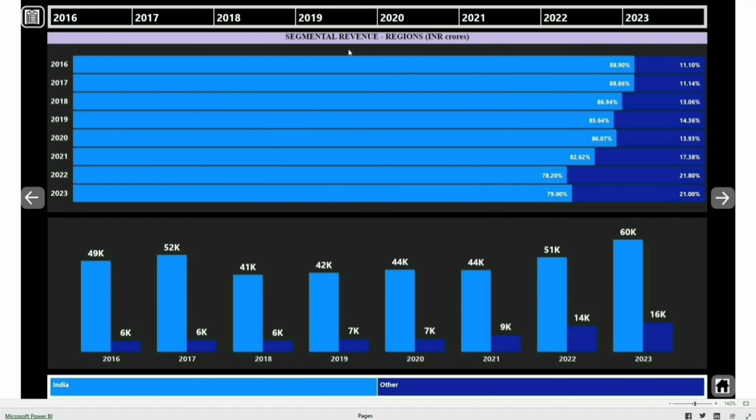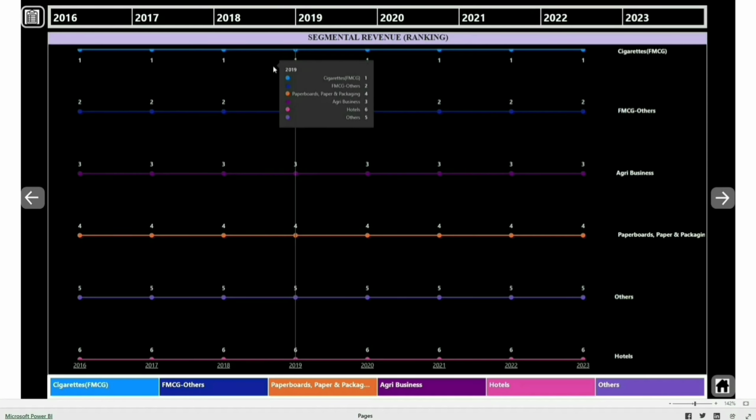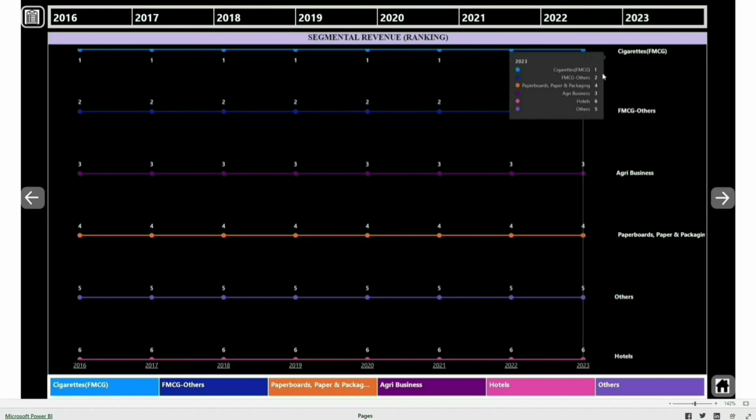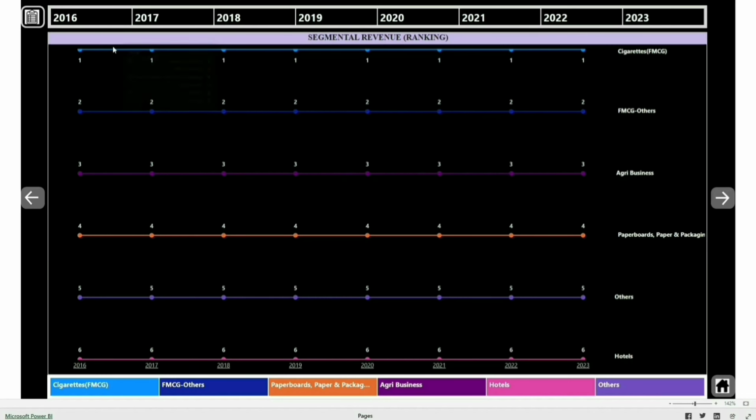Here you can see the majority of the revenue for ITC on a regional basis comes from India, right? Moving forward, here we can see the various business segments of ITC: cigarettes, FMCG other than cigarettes, paper boards, paper and packaging, agribusiness, hotels, others. And here it is very clear that the cigarette business happens to be the biggest contributor to ITC's revenue. Going forward, here you can see the ranking of each of the segments in terms of contribution to the revenue of ITC, which we can see has been constant ever since 2016 all the way to 2023.